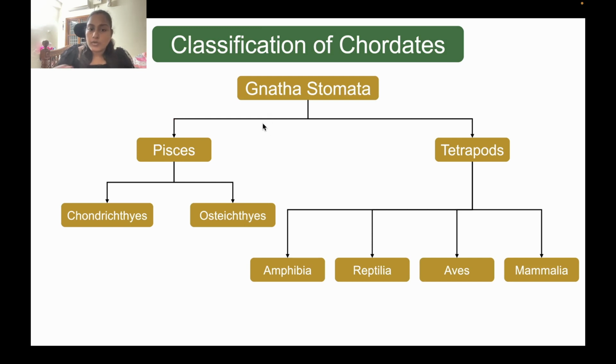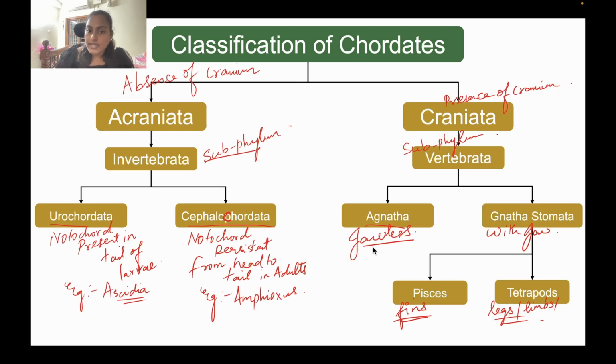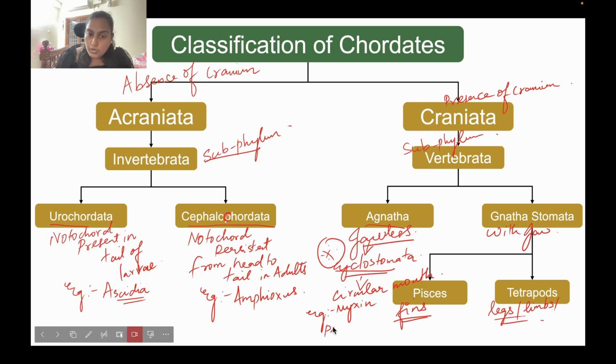So if you see one more thing, children, here under Agnatha you have Cyclostomata. Mark it important. They have a circular mouth. Examples are Myxine and Petromyzon. Petro, Myzon. Petromyzon.